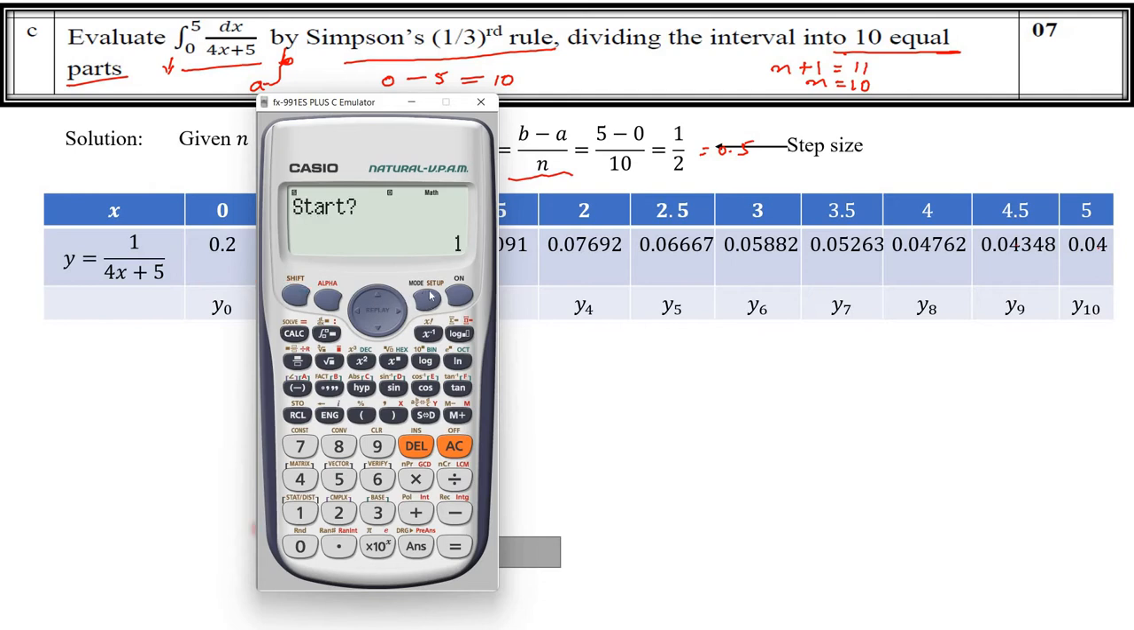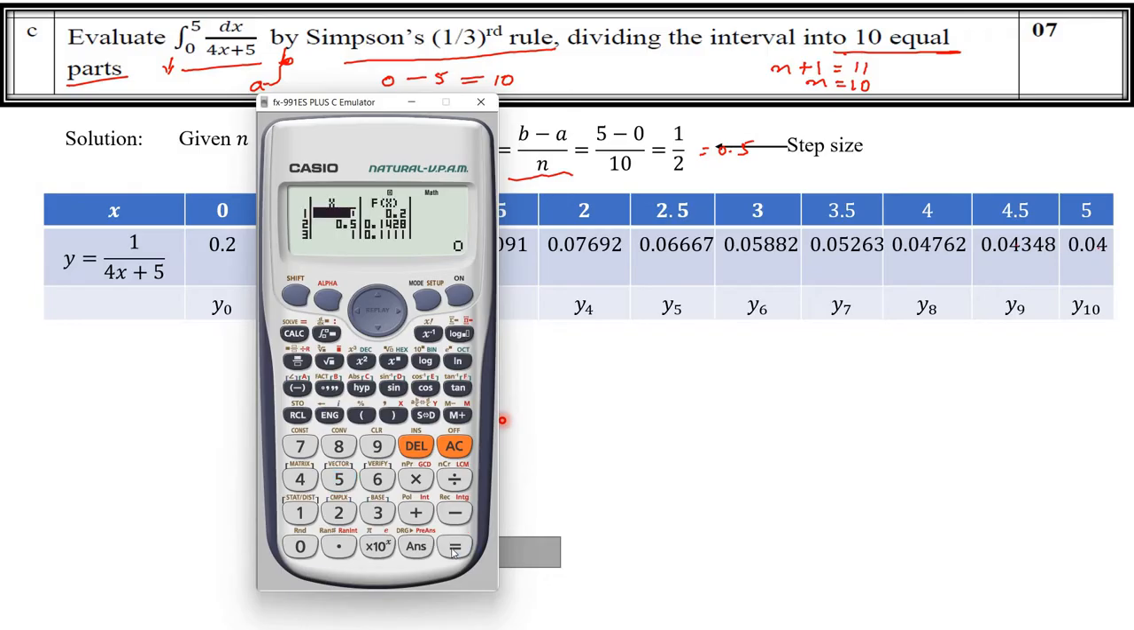First shift mode, then consider the table, and here select table 5, go with equation 1. So now you are going to come up with only f of x. Press equal to. Start with what value? You are going to start with 0, equal to. The end interval is 5, equal to. So what is the step? 0.5, sorry, 0.5. This is the step size, right? I'll press 0.5.